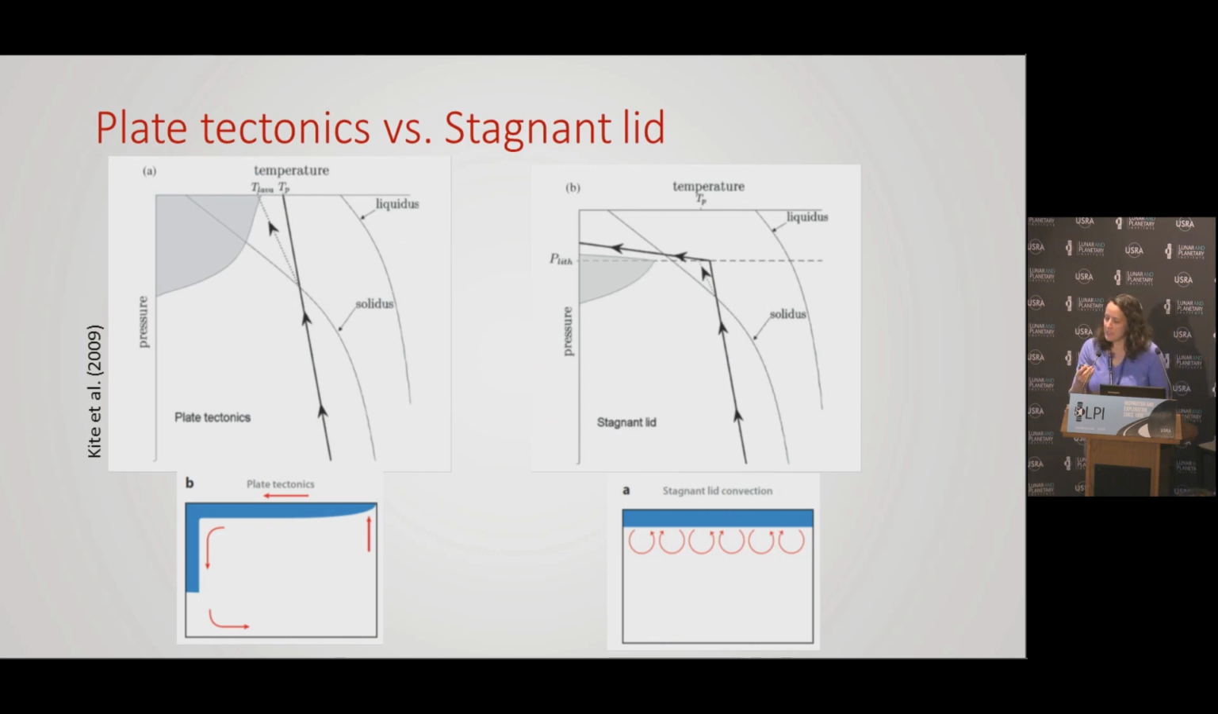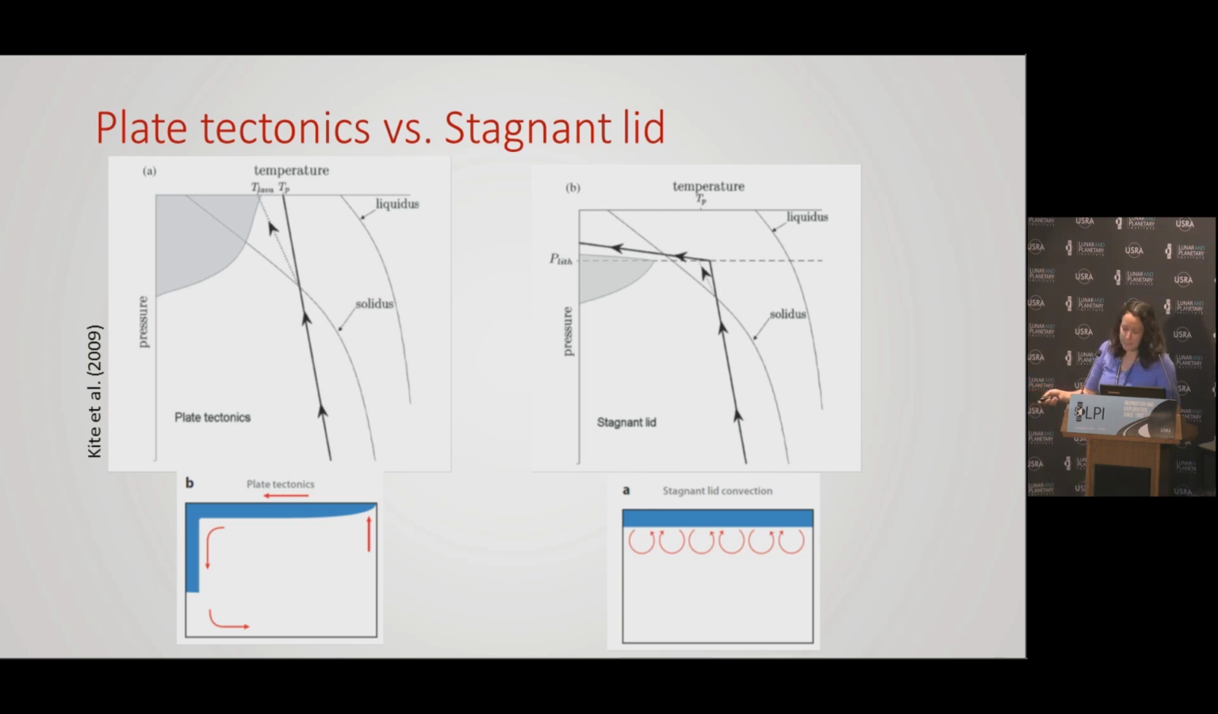So here's a schematic diagram of this difference between plate tectonics versus stagnant lid. This is the overall mantle convection style of the planet. We're all fairly familiar with plate tectonics. What is happening is we have a plate on the surface that will be subducted into the interior, and so this upper layer is actually participating in the full mantle convection of the planet.